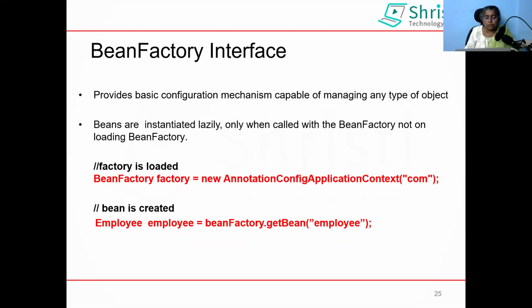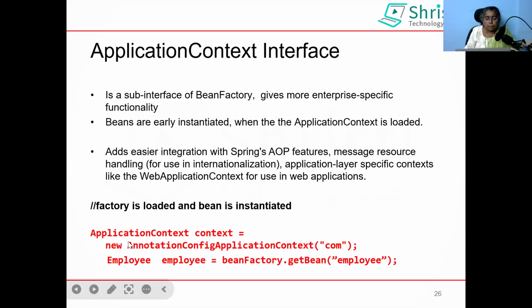Now, how do you create it? Just have a look. ApplicationContext context is equal to new AnnotationConfigApplicationContext, and you pass the package name. When you pass the package name, the IOC container will enter into the package and search for all the classes that are annotated with @Component. If you have created a class and have not added the @Component annotation, it will not create an object for you. Only if you have added the @Component annotation, it will create an object for that particular class.